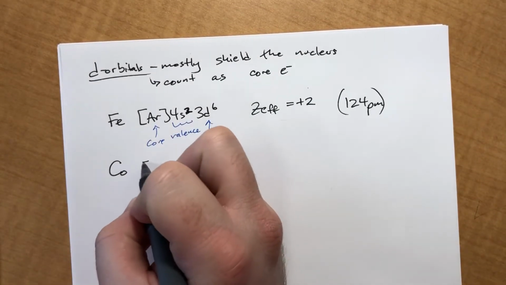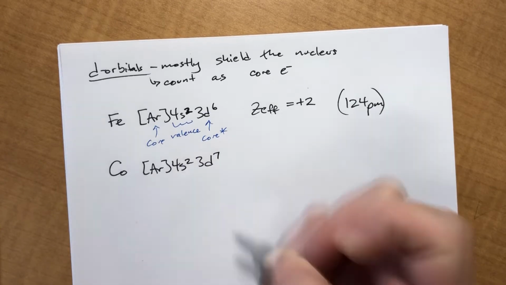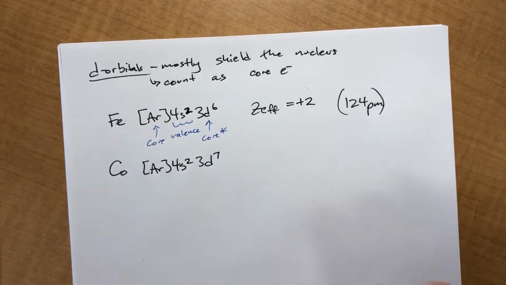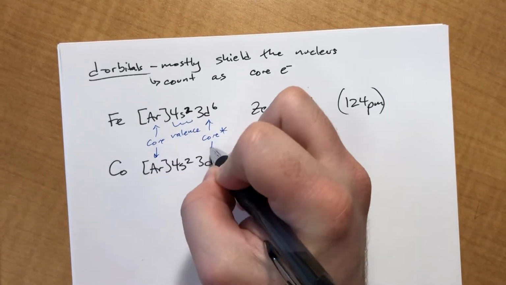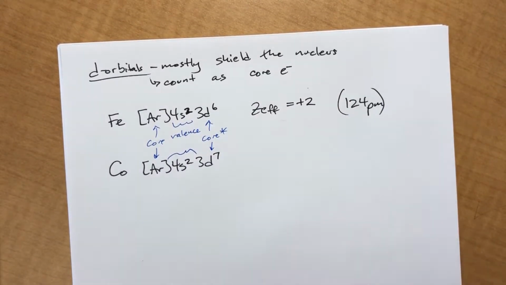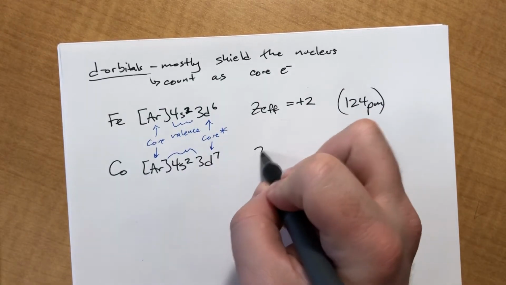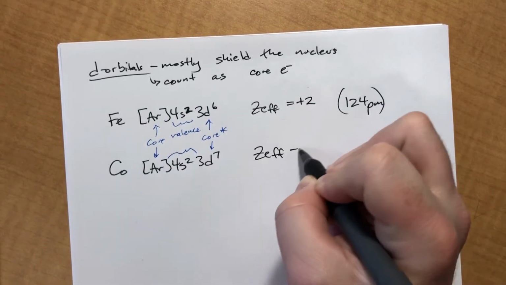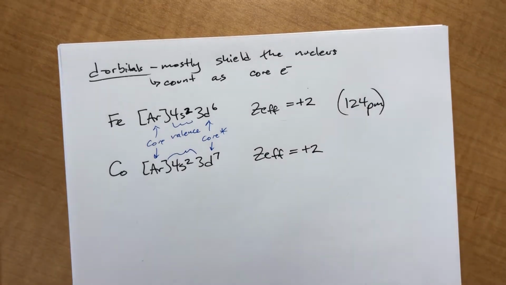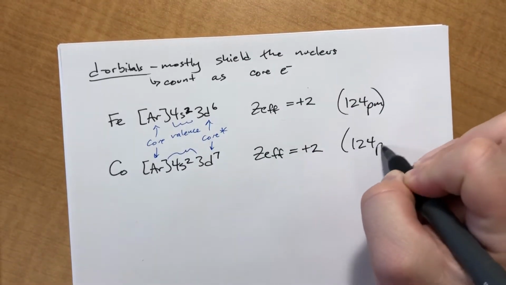Cobalt is argon 4s2 3d7, but kind of the same logic. Honestly, I'm just going to reuse the ones from above this. The 4s2 is the only thing not canceling anything out. So even though we added another proton and we added another electron, everything kind of cancels out. So the effective charge is still +2. And the size is 124 picometers.